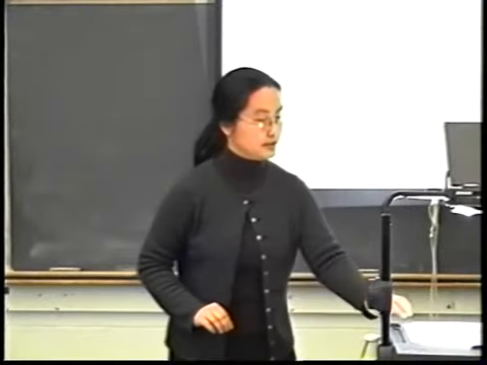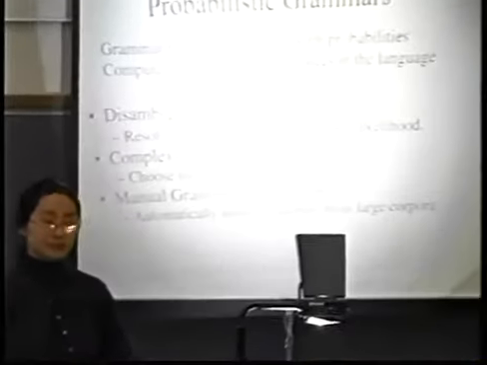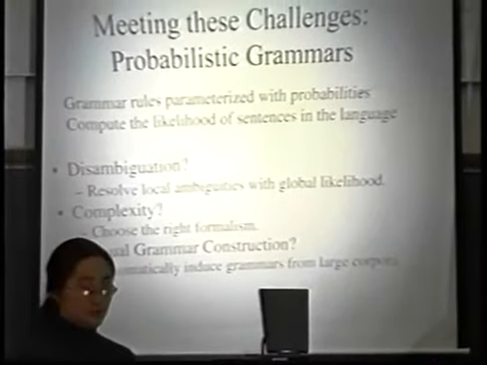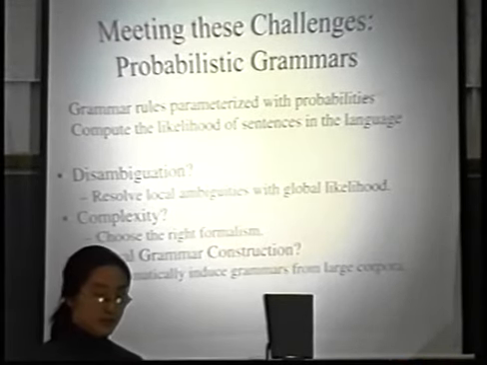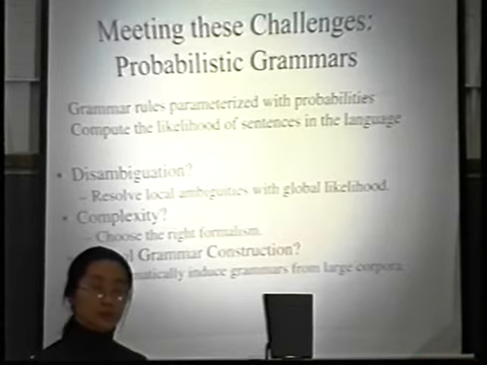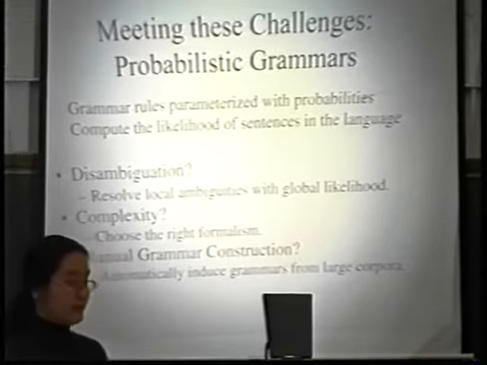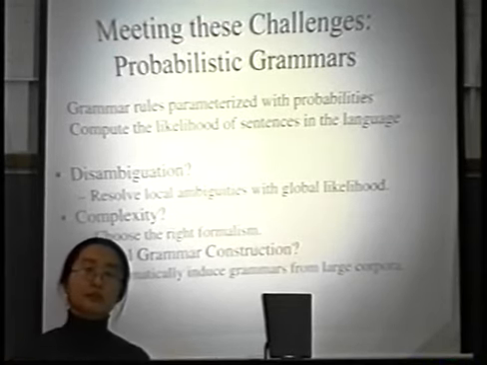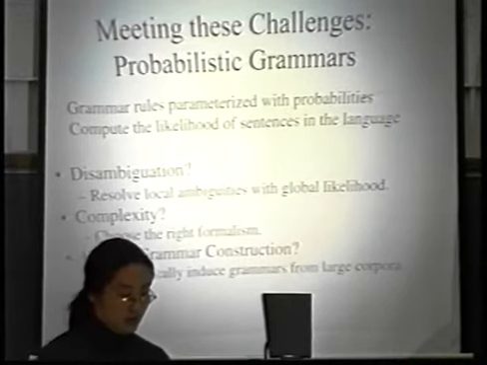So in order to meet these challenges, one way is through probabilistic grammars. A probabilistic grammar attaches a probability to each of the grammar rules so that now we can compute the likelihood of a sentence in this language according to the grammar. With the probabilistic grammar, we can disambiguate by computing the likelihood of the sentence and using the global likelihood of the sentence to resolve local ambiguities within the sentence.